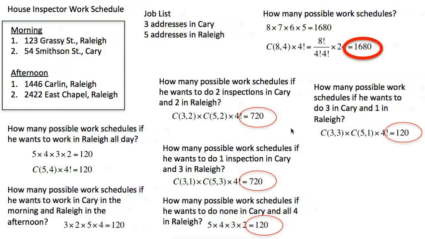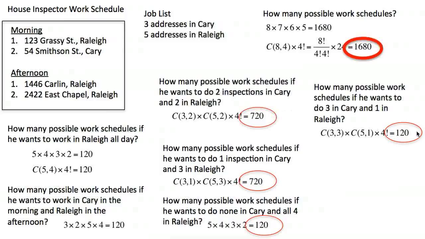So if we've counted each of these subsets correctly, we should be able to add these up and get the total, because these all together cover all the cases. And you can check that. 720 plus 720 is 1440. Another 120 is 1560, and the final one 1680.